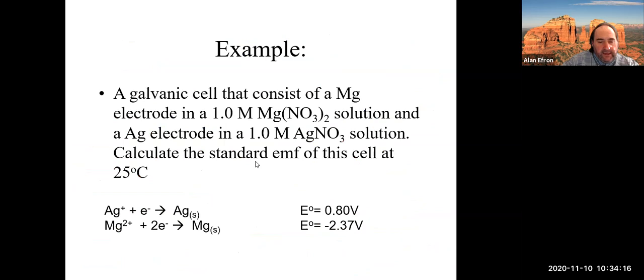Okay, so why don't you try another one here. A galvanic cell consists of magnesium and silver. What is the EMF? And why don't you also write the balanced equation here, and what is your anode and cathode? All right, take a couple minutes to see what you come up with in this particular case.